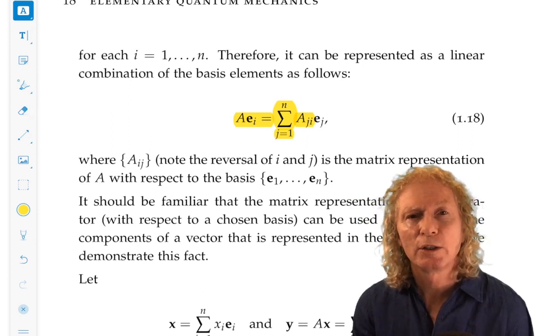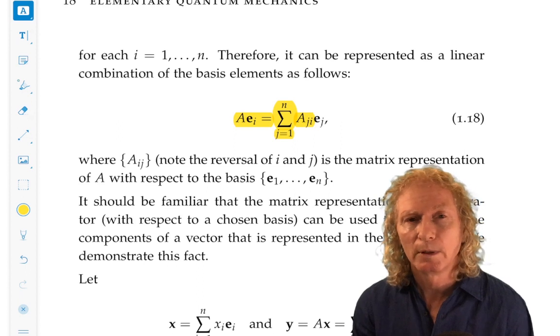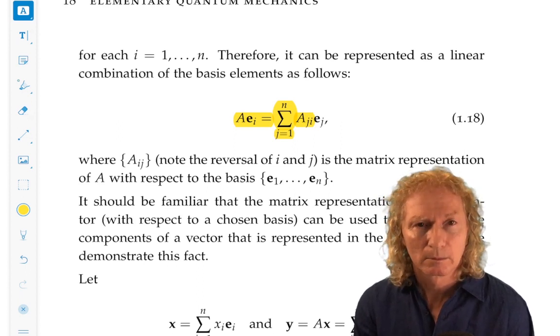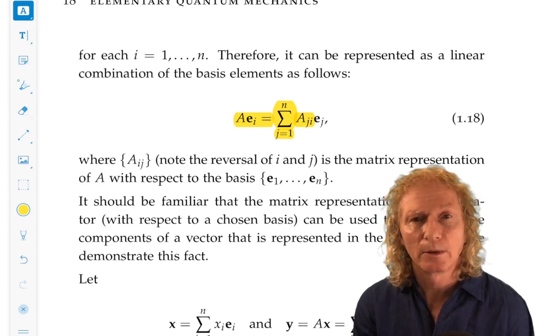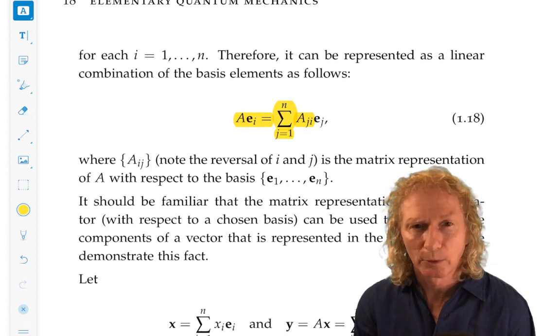Okay, the A_ji are just the components corresponding to the vector A e_i. Now they have two indices, one for basis element e_i, and the other one corresponding to the sum over all the other basis elements. And so this is going to be, as we're going to see shortly, the matrix representation of A.